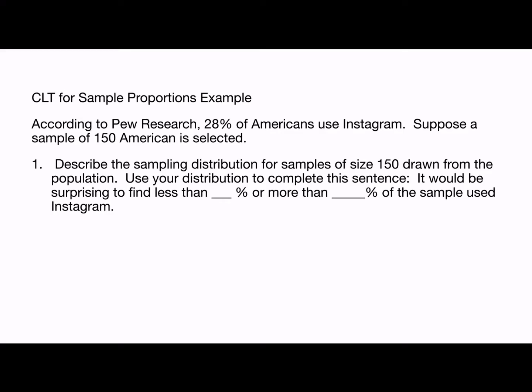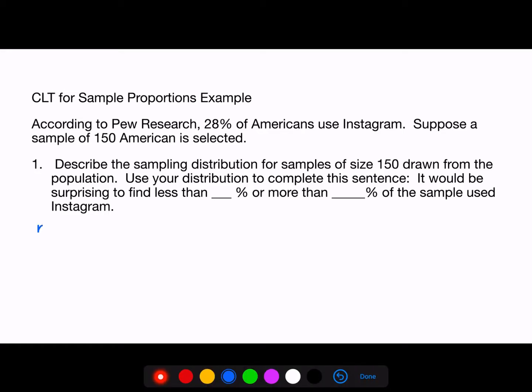Use your distribution to complete this sentence. It would be surprising to find less than blank percent or more than blank percent of the sample used Instagram. The first thing we need to check is that we can apply the central limit theorem. In other words, we have to show that n times p and n times 1 minus p are both greater than 10. So n is our sample size, so n is 150. P is the population proportion, so p is equal to 0.28.